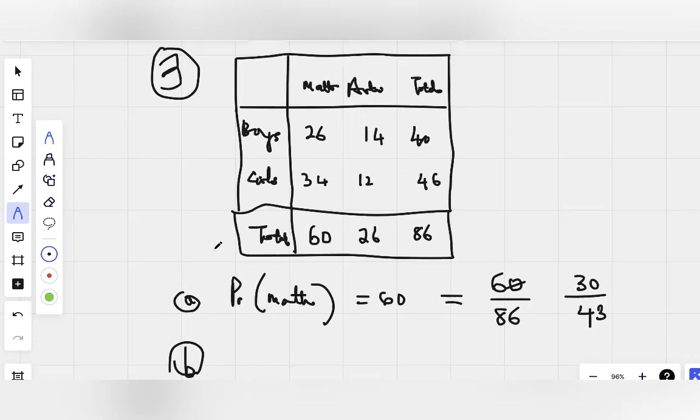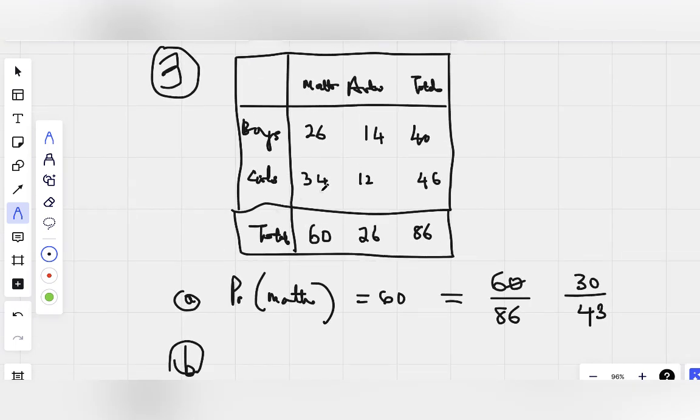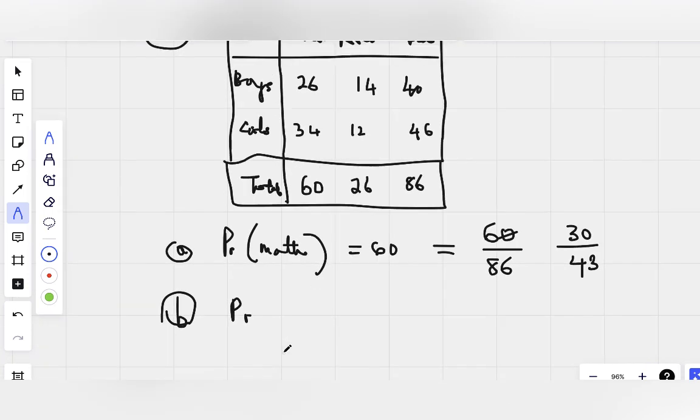They give you a condition: given that the student is a girl. So the probability that the student studies mathematics, given that it's a girl, we're going to look at the number of girls who do mathematics and the total number of girls in the class. So this one makes it conditional.